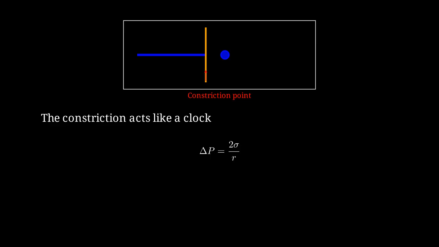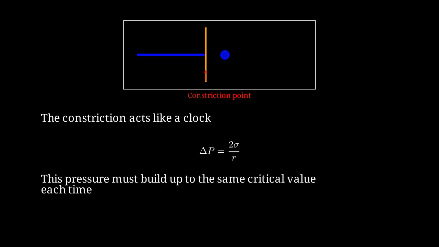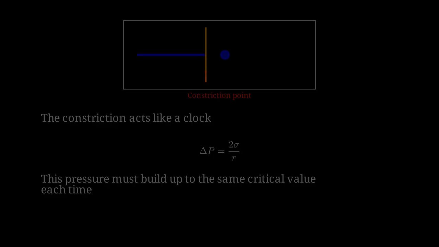The pressure difference delta P needed to form a droplet scales as 2 sigma over R, the Young-Laplace pressure. Each time a droplet forms, the pressure must build up to this same critical value. This creates the regularity. Why does this matter? The Digital Droplet Paradox has profound practical applications.